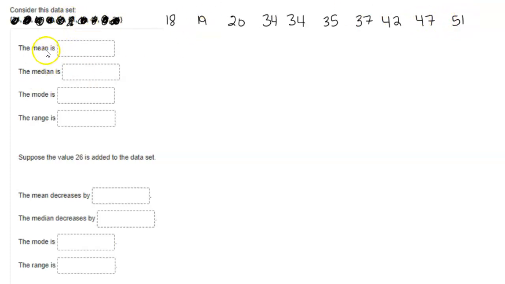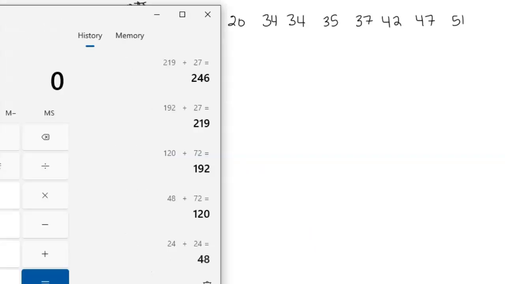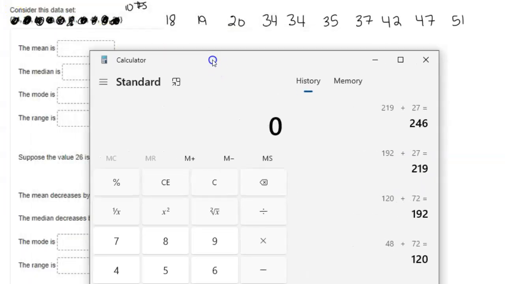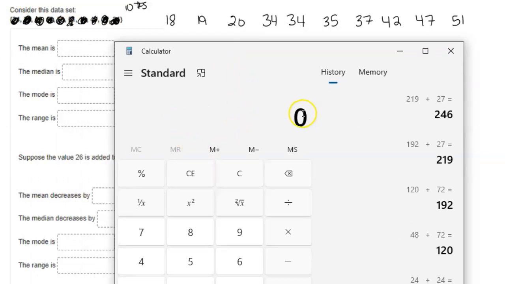All right, the mean is you're going to take up all of these numbers and then divide by how many numbers there are. So the first thing I need to know is how many numbers are in total. 1, 2, 3, 4, 5, 6, 7, 8, 9, 10. So there are 10 numbers. That just helps my brain. All right, so let's grab our handy dandy calculator. Okay. I know you can't see the whole thing, but you get the idea.